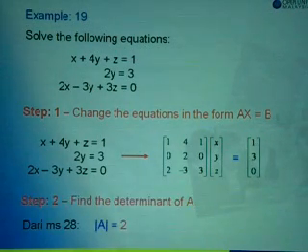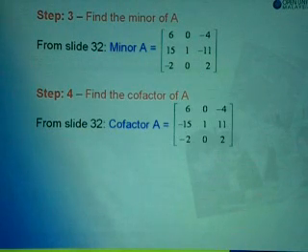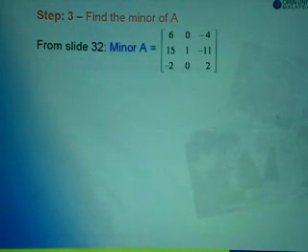And step number 2, as usual, we have to find the determinant of the matrix A, which we have obtained just now. In order to find the determinant of A, which we have done, I would request you to refer to slide number 28. So the determinant of A is equals to 2. Next, we will proceed to find the minor of A. In a 3 by 3 matrix we have minors, so from slide number 32 we have found the minor of A is equals to this.